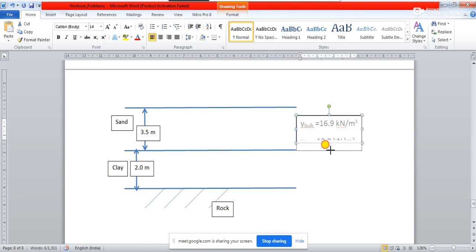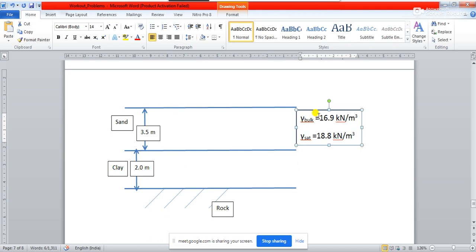Let me make it a little bit bigger. Can you see? This is the property of the sand. Now you see what the problem is saying.